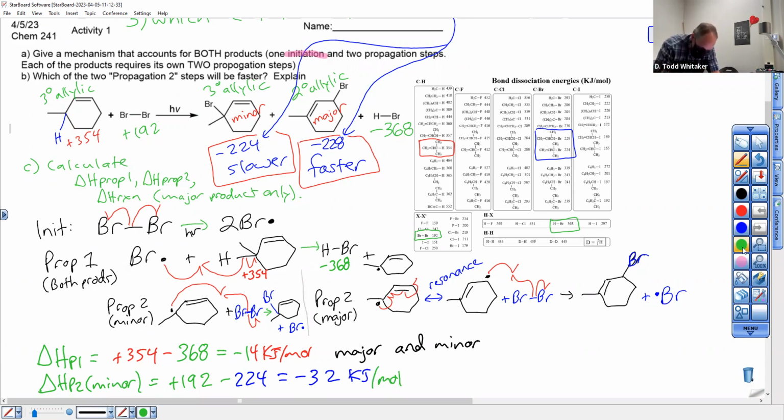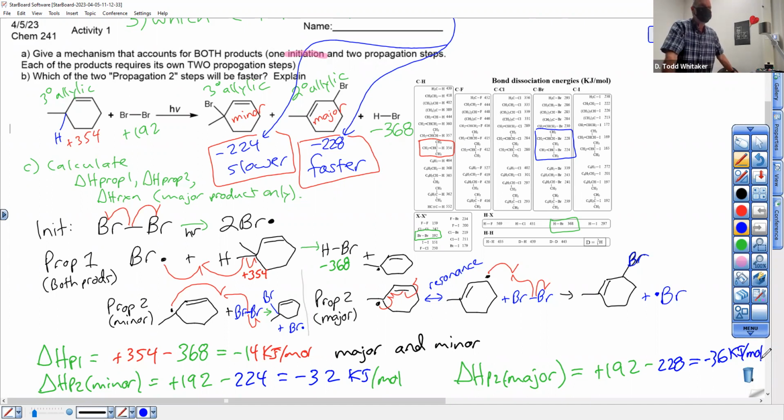And what about delta H prop 2 major? It's going to be faster than minor. We're breaking the same BrBr, that's positive 192. You're making a more exothermic C-Br, negative 228. 228 minus 192 is 36, and it's a negative. Kilojoules per mole. Stay away from the trash can. There. Hey, negative 36 is faster than negative 32.